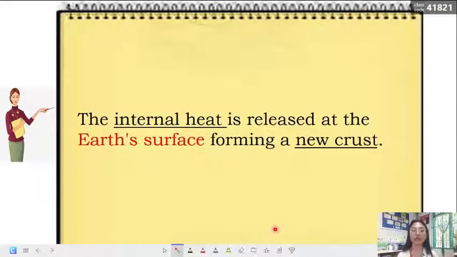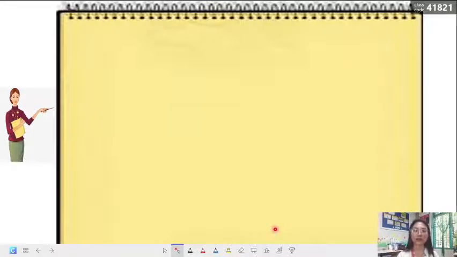Okay, again, my dear students, the internal heat is released at the Earth's surface, forming a new crust. Okay? Do you have questions? Clarifications? Okay, again, there are three processes of heat transfer. We have conduction, convection, and radiation. Then, what are the sources of Earth's internal heat? We have the radiogenic heat, the primordial heat, and the frictional heat.